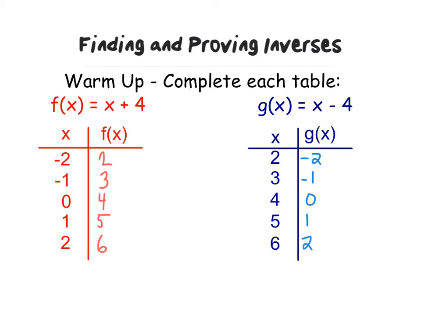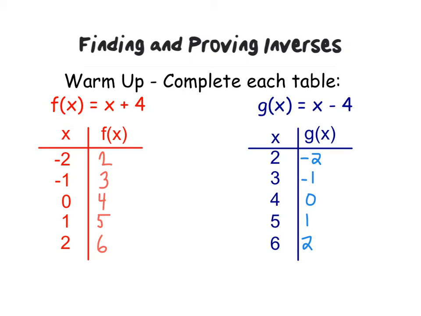So I want you guys to take a quick look at those and see if there's any sort of relationship with the rules and the functions themselves. Hopefully, when you're seeing x plus 4 and x minus 4, it seems like there's some sort of relationship there. But take a look at the ordered pairs.